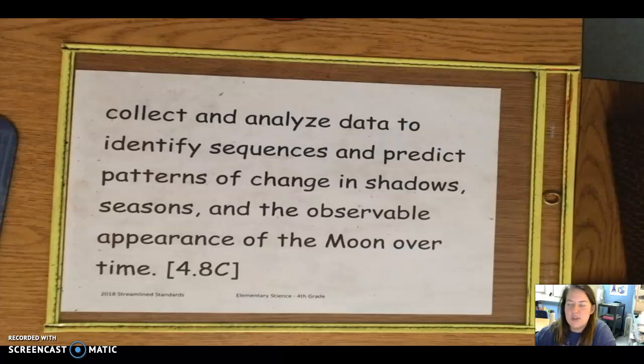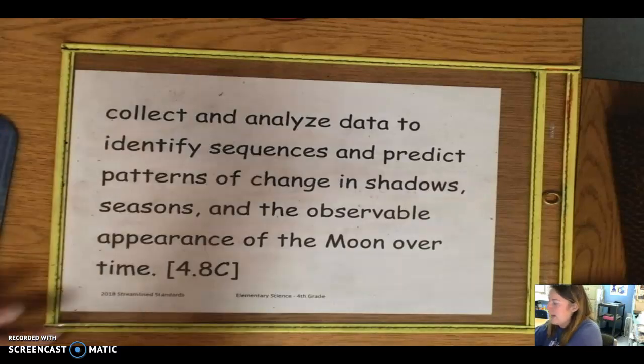We are introducing a new Science TEK. So we have moved on from forms of energy and circuits and force, and it's the beginning of a new 6 weeks, so we have a new TEK for us to study here. So the TEK is 4.8C, and let's look at it together.